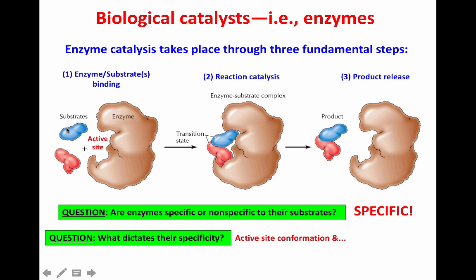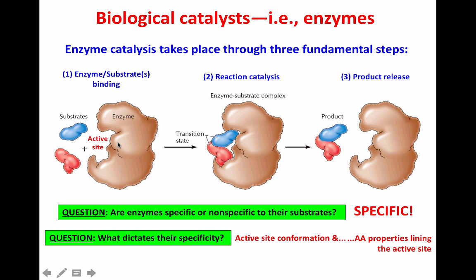And really we can say that there are 2 general things that dictate the specificity. On the one hand, we can say it's the active site conformation, which of course refers to the shape of the active site and how that shape fits the substrates. But there's another important part to this answer that maybe you haven't thought about, and that is that another key part is the amino acids and their properties that are lining the active site of an enzyme, right?